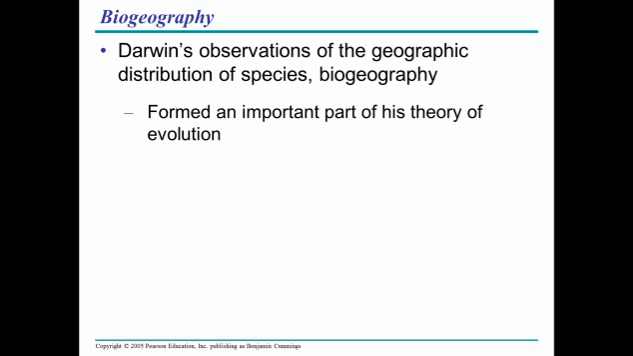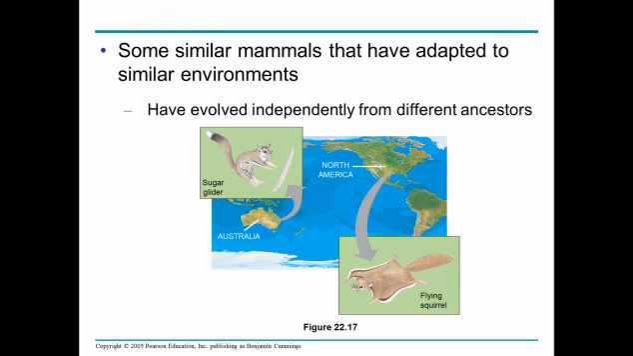Biogeography is a separate field that looks at where organisms live and contributed to the theory of evolution. So, for example, here you see two different species of squirrel that evolved independently from one another based on their different environments. They're similar mammals, but have adapted to similar environments, and they don't share a very recent common ancestor. They adapted independently. So this we call convergent evolution.